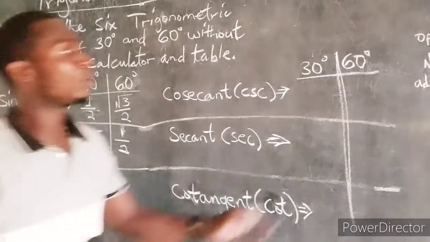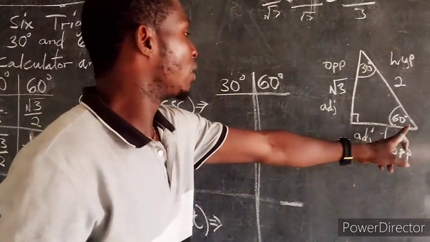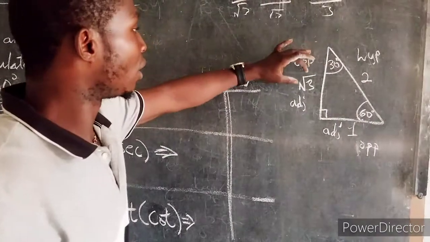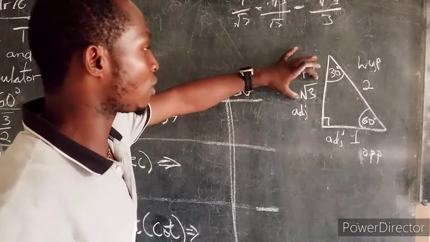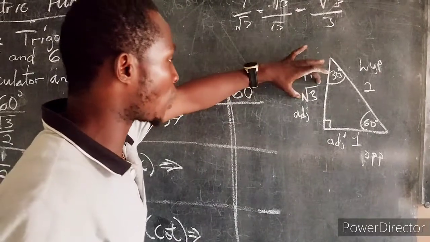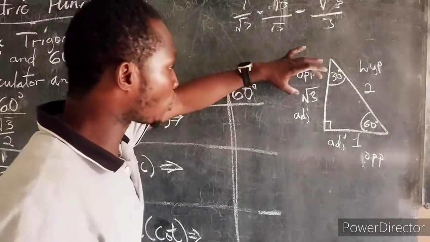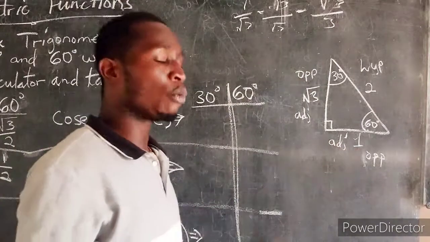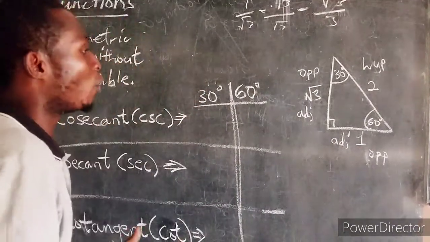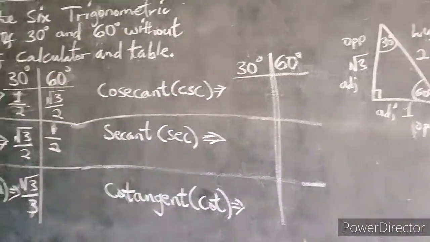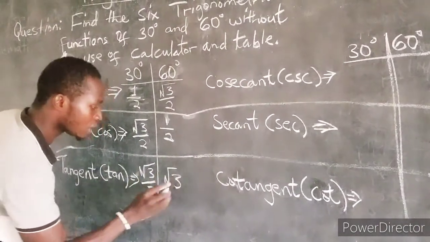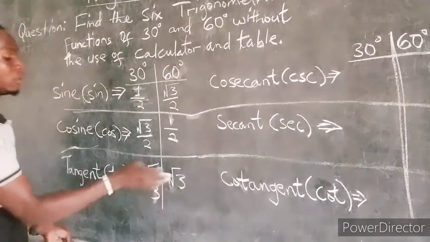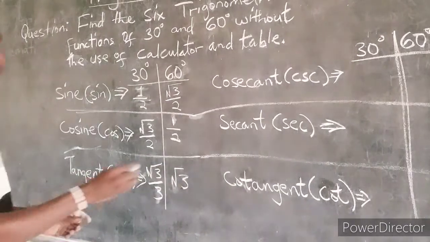Then we come to tangent 60 degree. Tangent 60 degree is the opposite over adjacent. The opposite side of 60 degree is the square root of 3. It will be the square root of 3 all divided by 1, and the square root of 3 divided by 1 is just the square root of 3. So tangent 60 degree will be the square root of 3. The denominator is 1, so it's not supposed to be indicated.